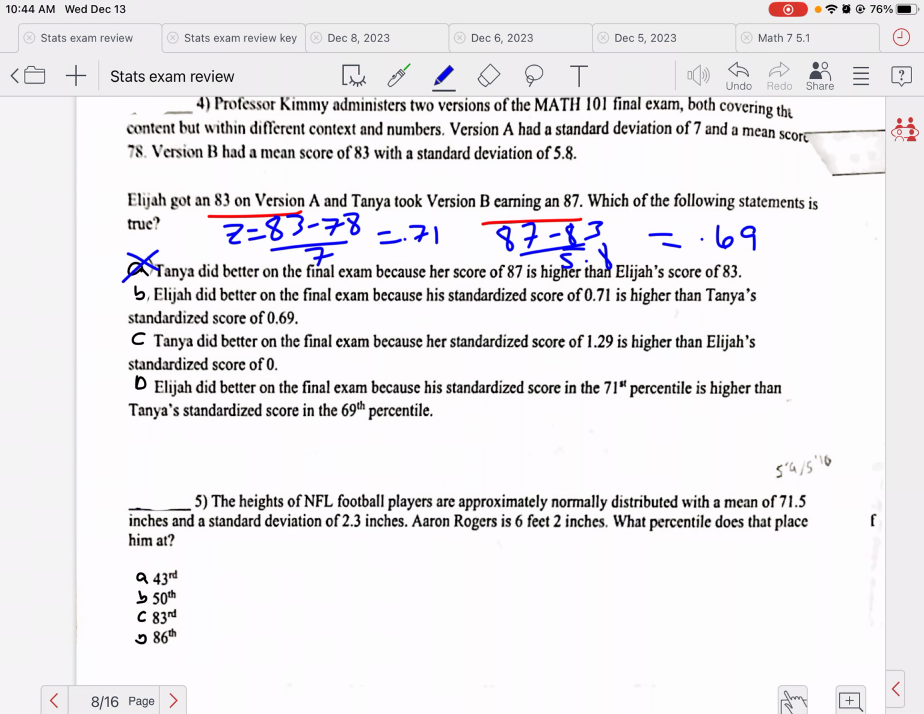Tanya did better on her final, and we know that's false. Elijah did better on the final because he scored in the 71st percentile. This is false information. 0.71 is the number outside the z-table. If we looked up 0.71 on our z-table and looked for that middle number, that would tell me the percentile. So I know it has to be the answer of B, okay? Because 0.71 is not a percentile.